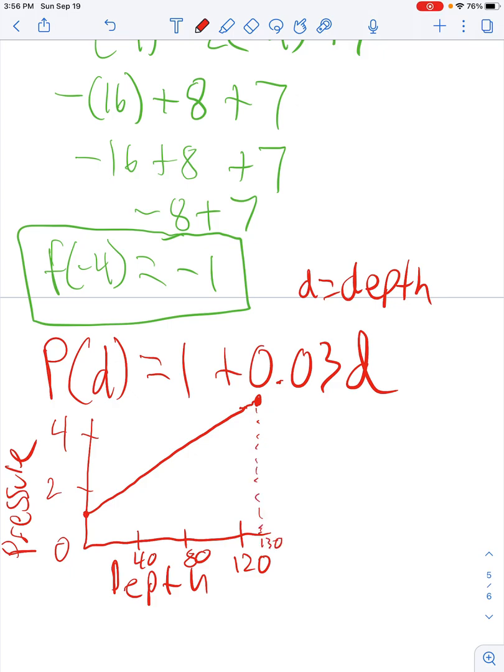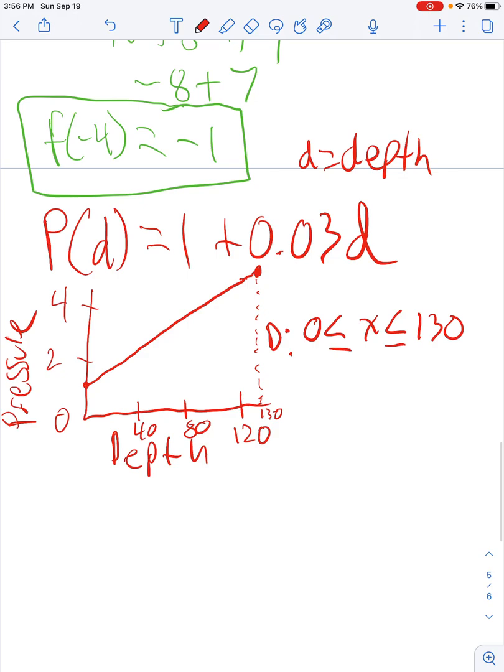This is 130. So the reasonable domain would be from x is 0. X could be 0. Okay, so here's my domain. Domain is the x values. So x could be 0, and x could also be 130. But it's not going to be any bigger or any smaller than that. So now I've got to figure out the range. Again, the range is the y values. So what is my pressure at x equals 0? Well, that's going to be 1. So my pressure at x equals 0 is 1.